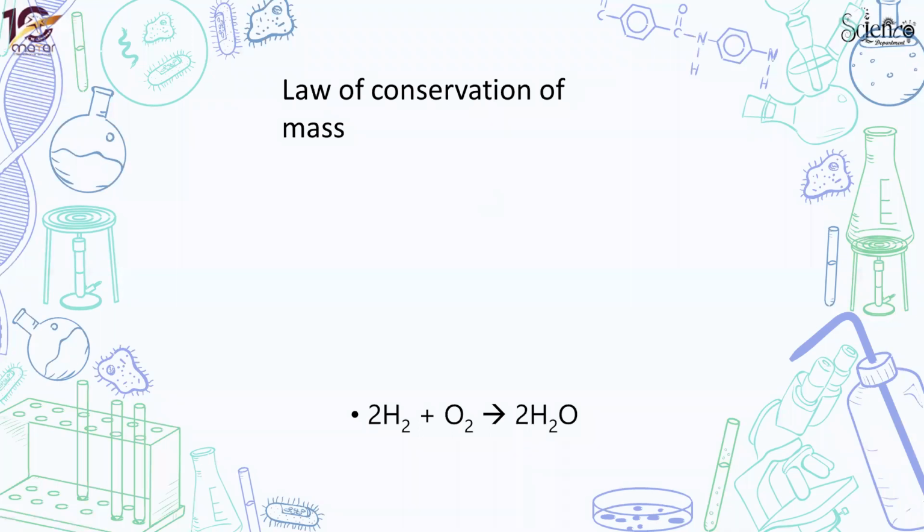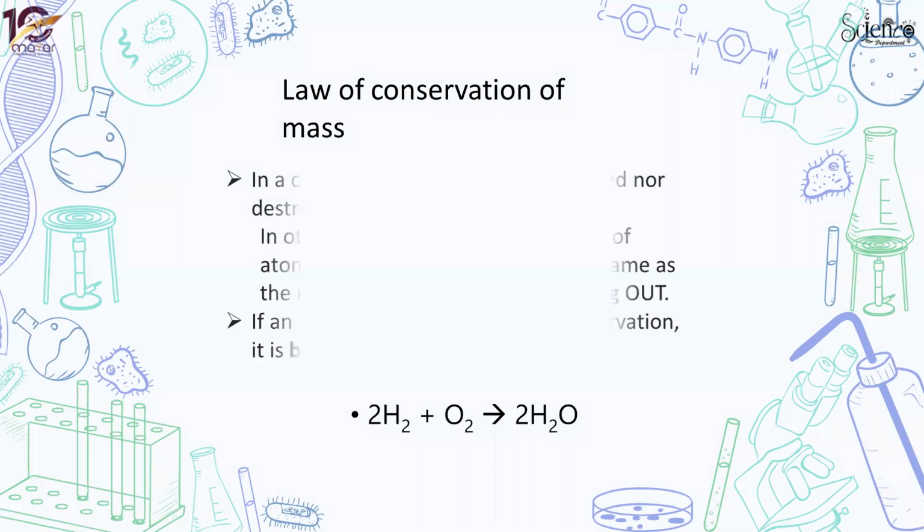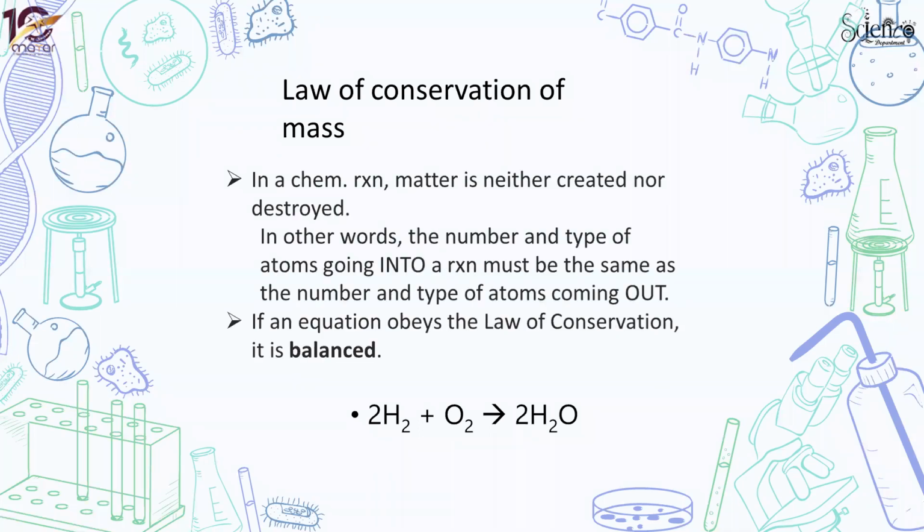Now, why do we do balancing? Why is balancing important? You know that in physics and chemistry, there are 2 important laws. The first is the law of conservation of mass, and also we have the law of conservation of energy. Now, the law of conservation of mass means that in a chemical reaction, matter is neither created nor destroyed. Okay, it means that the number of atoms in the reactants must equal the number of atoms in the products.